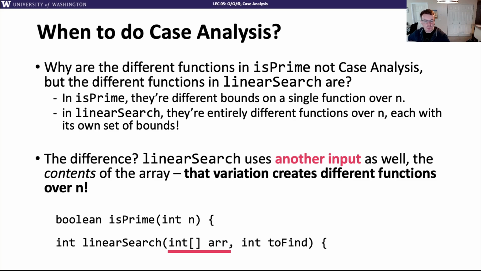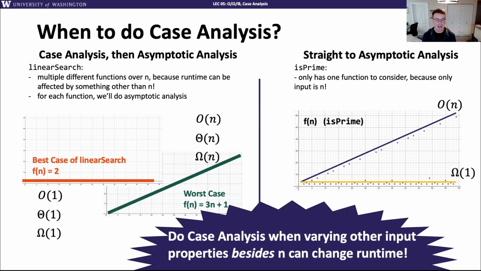And so is prime only has one variation essentially. That is, what is the input size? While with linear search, you can vary the input size and vary what element you're looking for and what's the data in the array. These variations lead to different runtime functions. And remember, the runtime function says for any input size, what is the number of operations? So that is the key difference here: in case analysis, we come up with different cases that lead to completely different runtime functions.